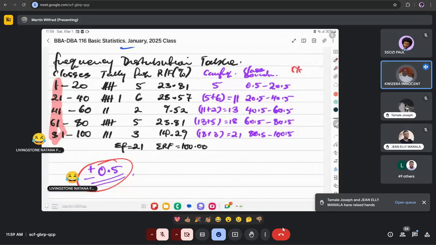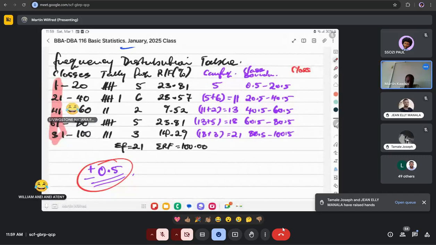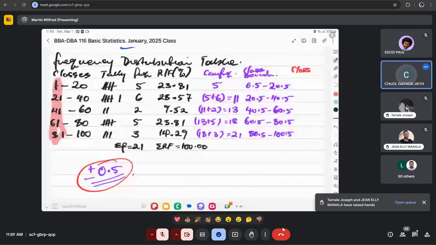It is 19.5. 20 plus 0.5, you get 20.5. It's 20.5.